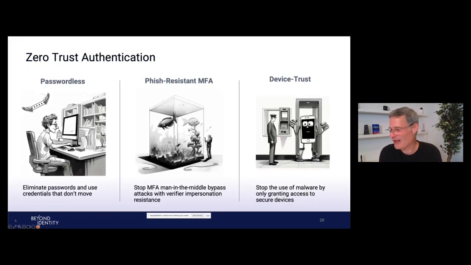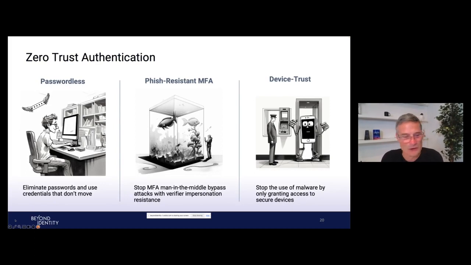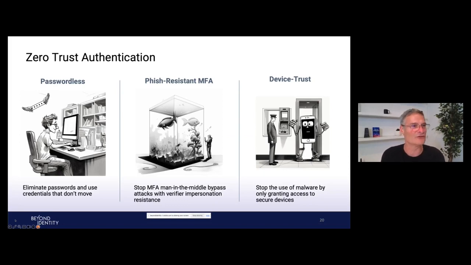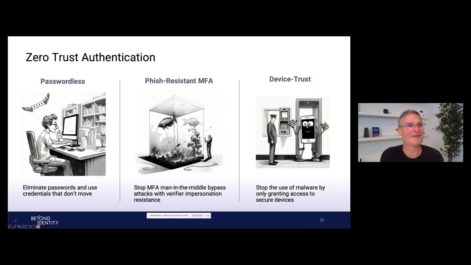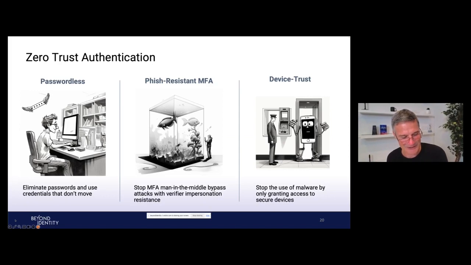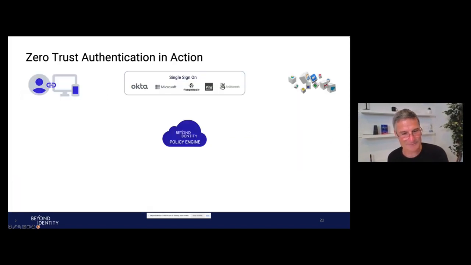I just kept this slide in from a prior deck, a little bit for fun, because when we started playing around with AI and asking it to create images of what these things might look like, this is what it came up with. So for passwordless, phishing resistant, and device trust pieces, AI did a pretty good job. These are not our images; these are actually AI generated. So clearly it's advancing quite quickly.